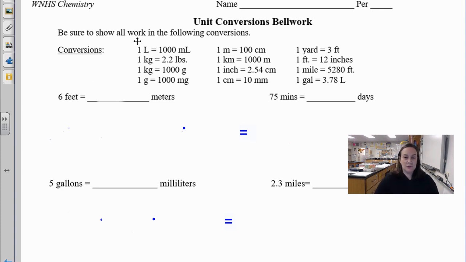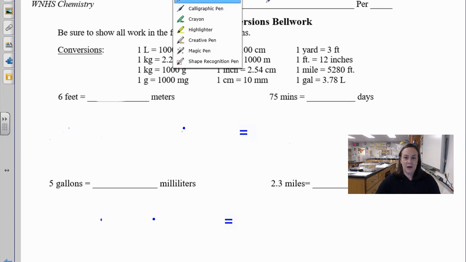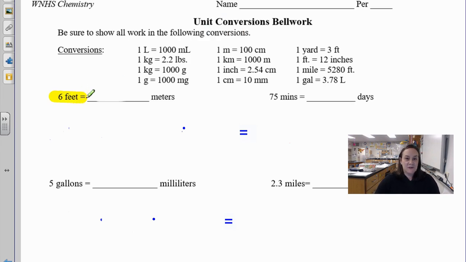The first thing you do is you take a look at your conversion and you say, all right, 6 feet to meters. I know that feet is an English unit and meters is a metric unit of distance. So we're going to need to go through what is called the distance gateway. I know I need to keep my eyes on the inch to 2.54 centimeters conversion. So that's where I'm trying to go. Whenever you start, you always take your given and you put it over 1.